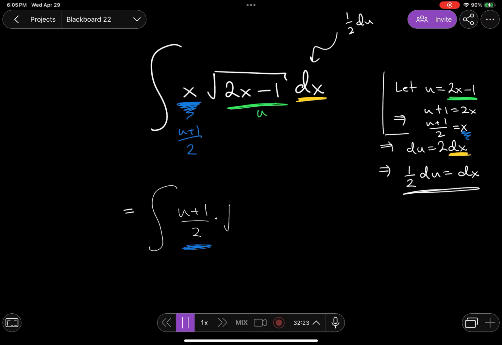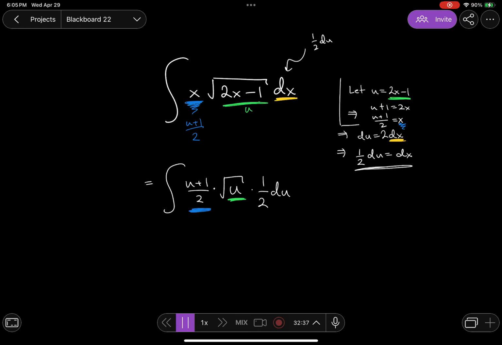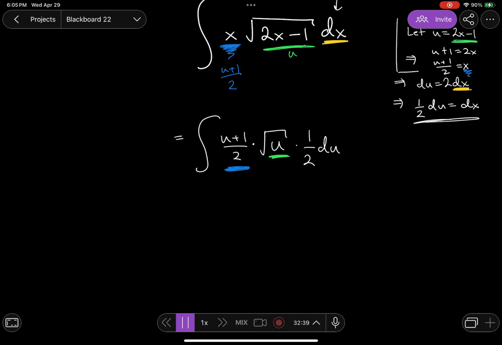Times the integral of u, again, I just replaced that green object, times dx, but apparently dx is the same thing as 1/2 du. All right? Powerful, powerful stuff. Now what I have is everything in terms of u. You want to be very careful when you're doing this anti-differentiation. You want consistency across the board in your integrand.